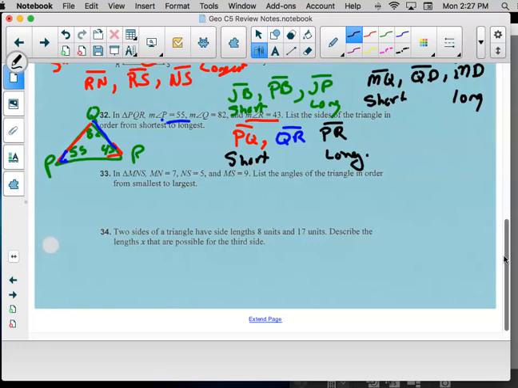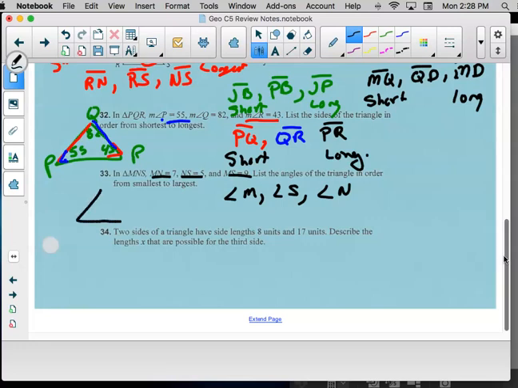Well, the angle that's largest is opposite the largest side, and the angle that's smallest is opposite the smallest side. So this is my smallest side, NS, and NS is opposite angle M. MN is opposite angle S, and my largest angle is opposite MS, which is angle N. That's what I said based on the information provided here, the letter that's not there.